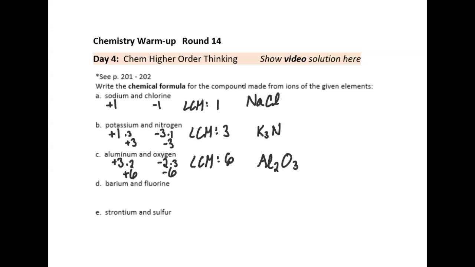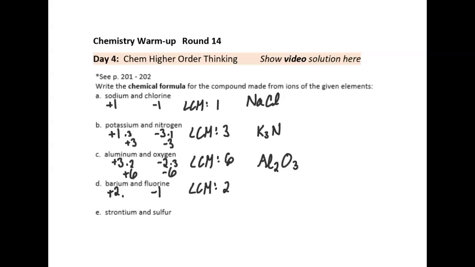Question D, barium and fluorine. Barium is in group 2A. It creates a positive 2 charged ion. Fluorine is in group 7A. It creates a negative 1 charged ion. The least common multiple between a 2 and a negative 1 is 2.